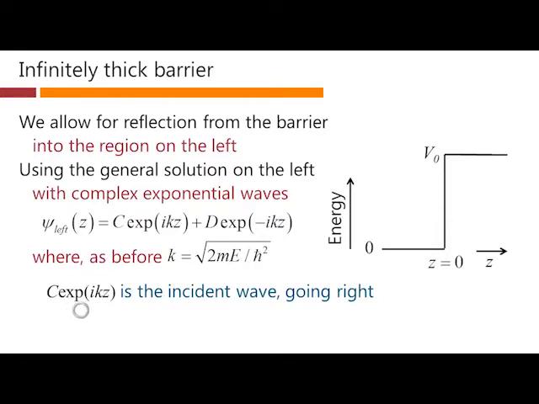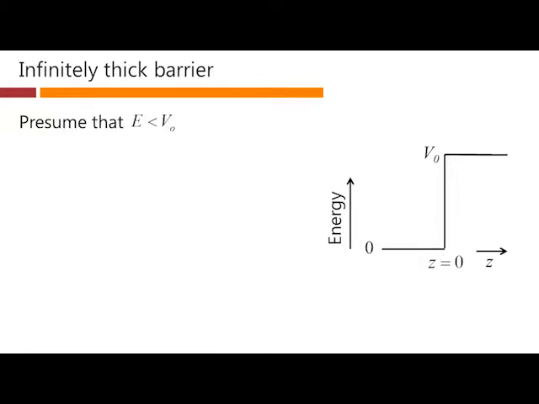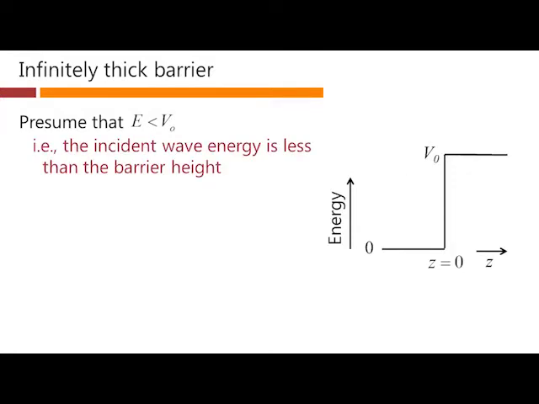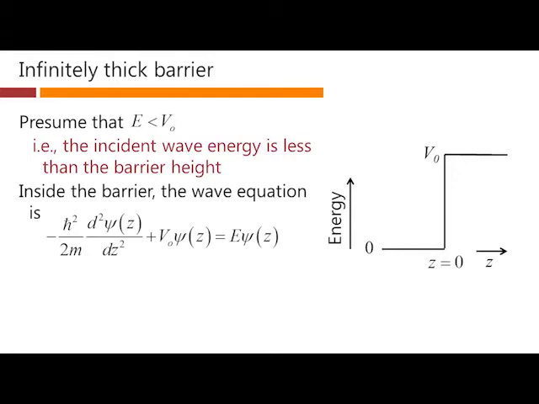Now, c e to the ikz is the incident wave, and we think of it as a right-going wave. And d e to the minus ikz is the reflected wave going to the left. We're going to presume that we've chosen our energy E so that it's less than V0, so it's somewhere in here. So the incident wave energy is less than the barrier height.